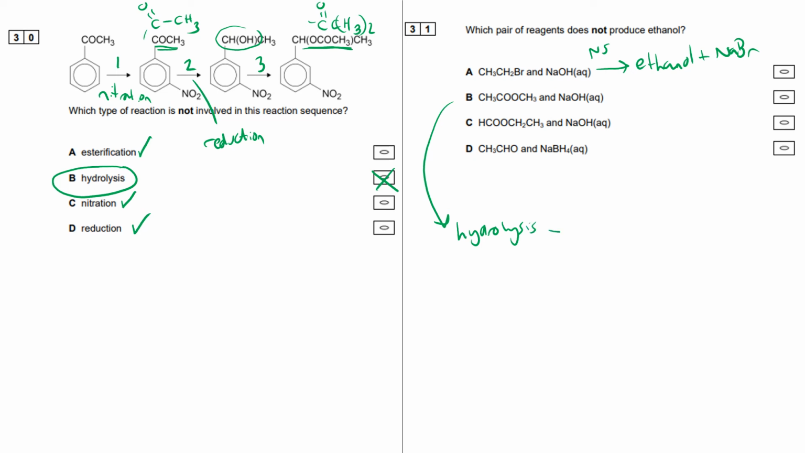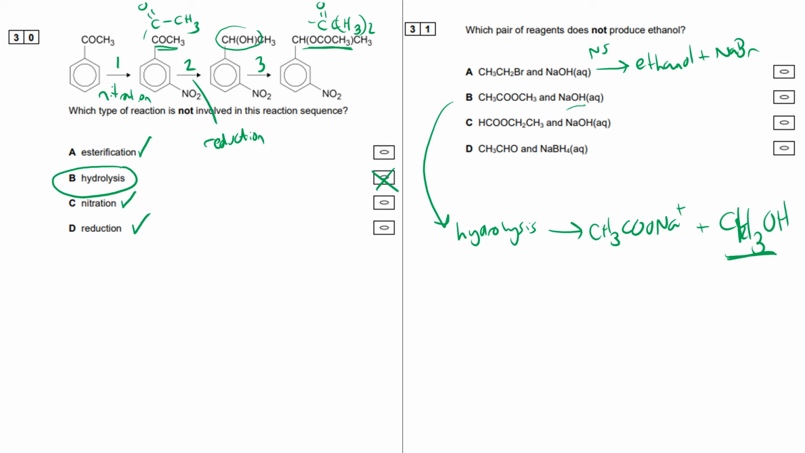And in ester hydrolysis, in the presence of an alkali, you're going to get the carboxylic acid salt, so you get sodium methanoate, and you get the alcohol. So in this case, the alcohol is CH3, so you're going to get methanol, not ethanol. So it looks like B is going to be the correct answer.